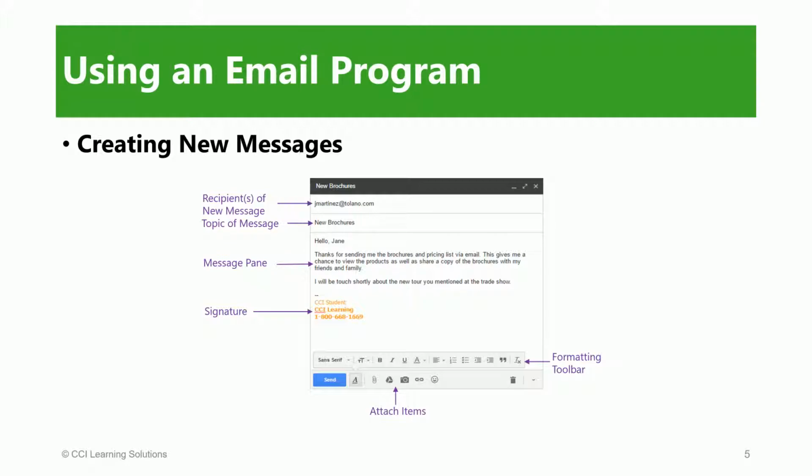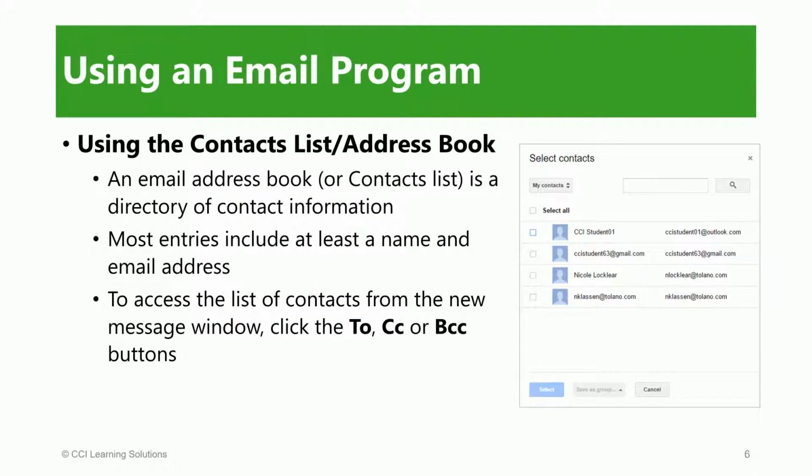Creating new messages. So we have recipients of the new message, topic of the message, our message pane, and a signature with the formatting toolbar and attached items. Using the contact list or address book. An email address book or contacts list is a directory of contact information. Most entries include at least a name and email address. To access the list of contacts from the new message window, click the To, CC, or BCC buttons.